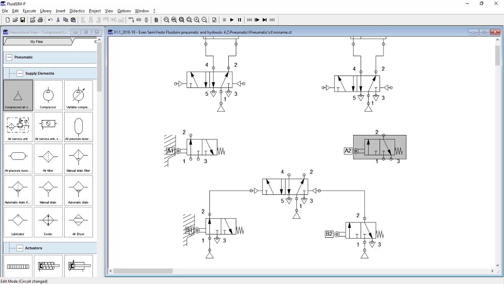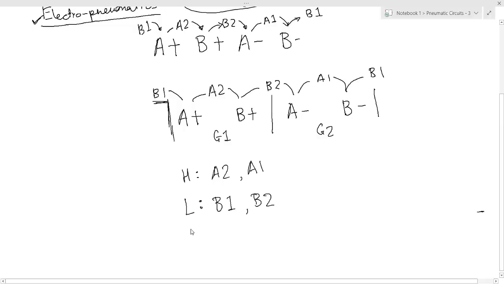Okay, so as soon as B1 is activated, B1 will activate this left position, and air will come out from port number 4. As soon as B1 is activated, what motion should happen? As soon as B1 is activated, A plus should take place.